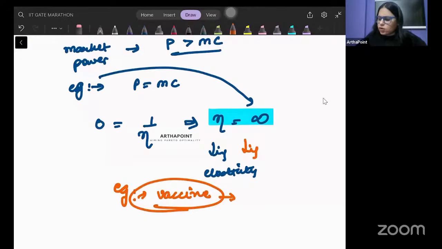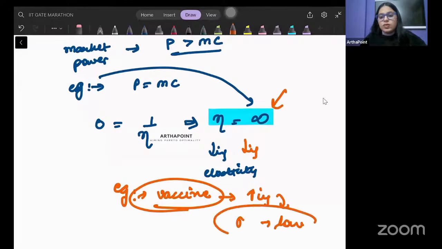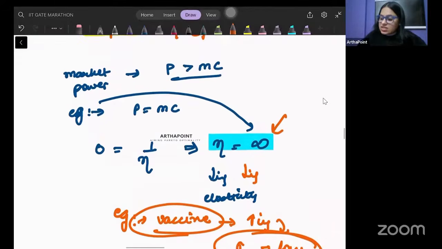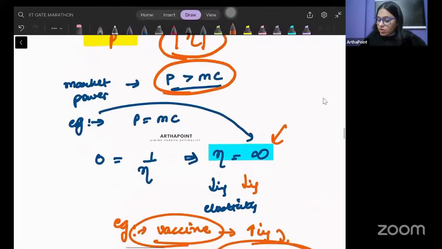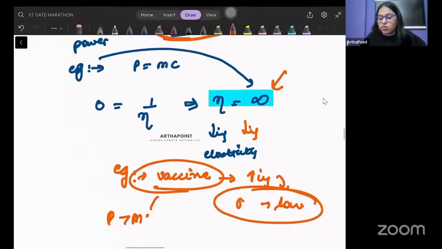Now for him, you will not have a perfectly elastic demand. Whether he increases price or decreases price, you will try to consume the same vaccine. So he can increase the price and your elasticity of demand will be very low. You will still purchase the same quantity. You will not reduce your quantity. So in such cases, when elasticity is low, you have high market power. Meaning you can charge a price over and above the cost.